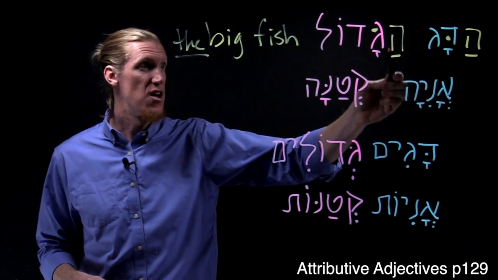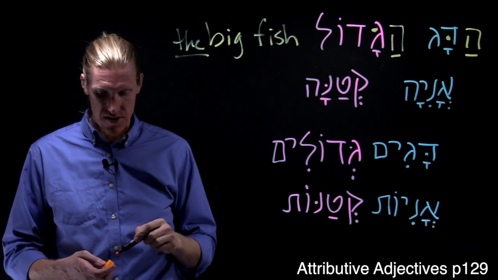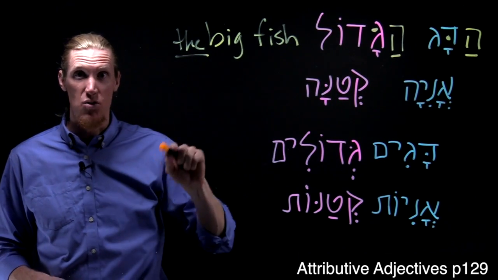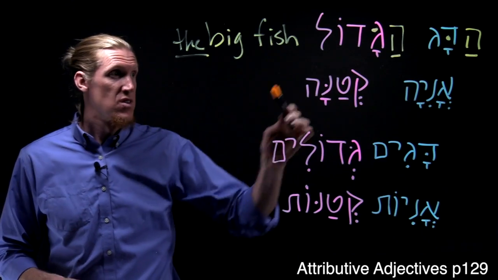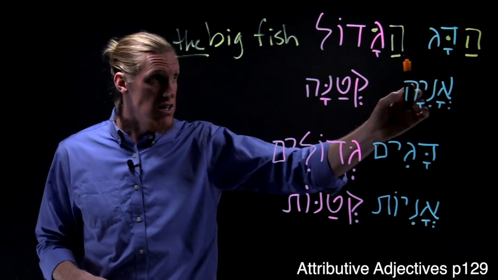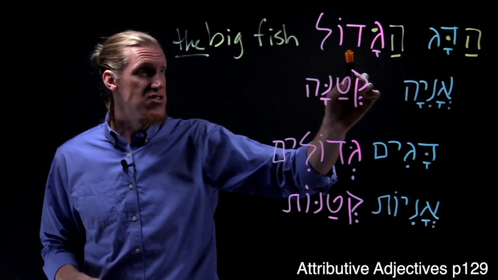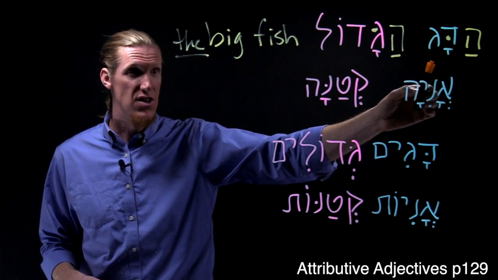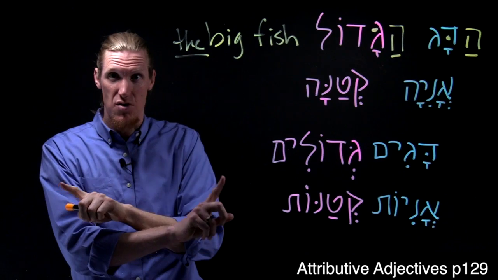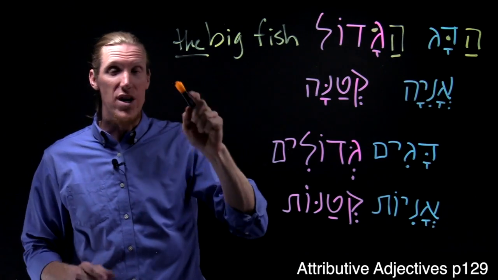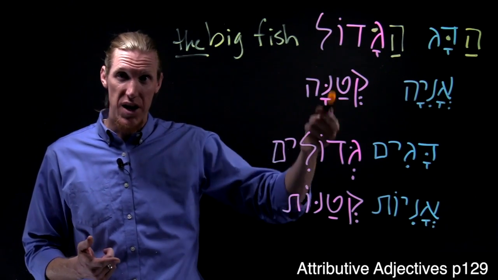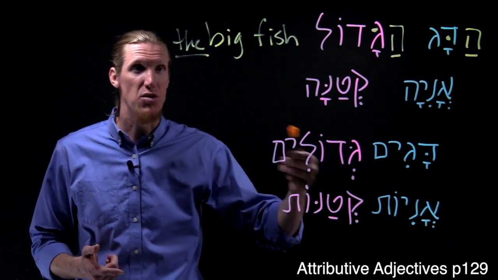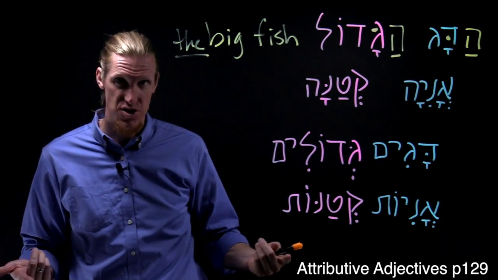The fish, the big. This illustrates another thing to keep in mind: in Hebrew, the adjective follows the noun it modifies if it's attributive, but in translation those things are reversed. So we wouldn't say the fish big, or the fish the big, but rather we flip it, the big fish.